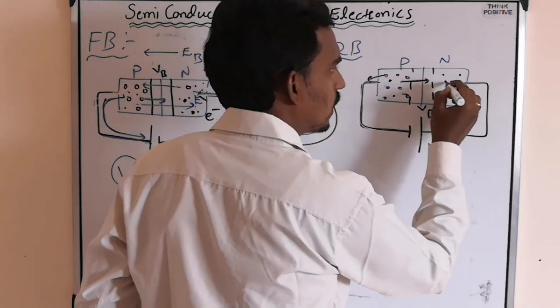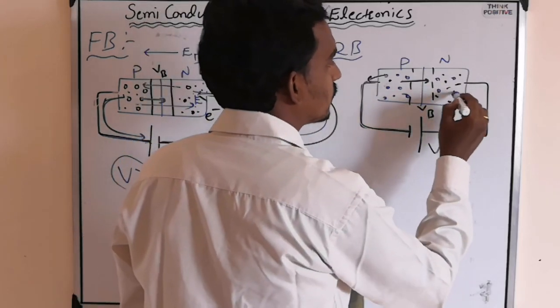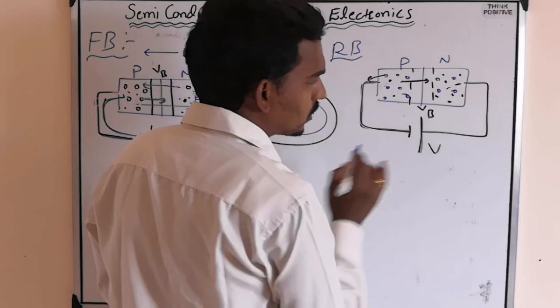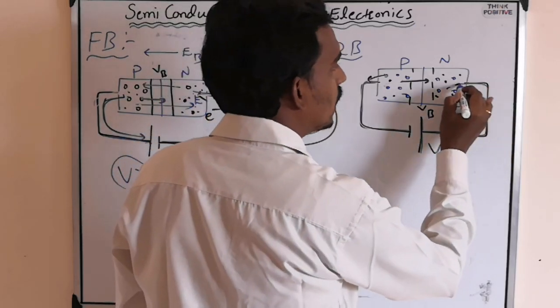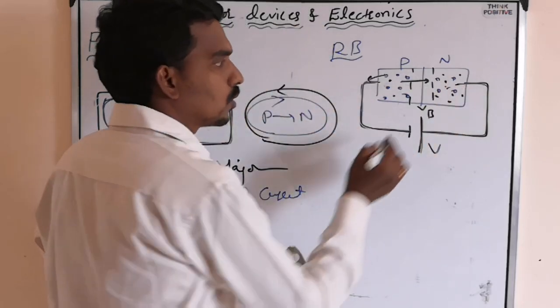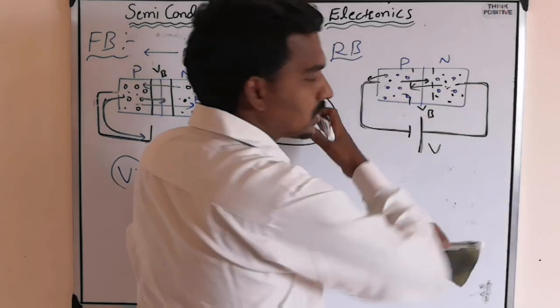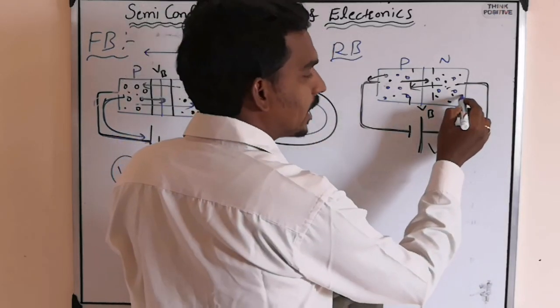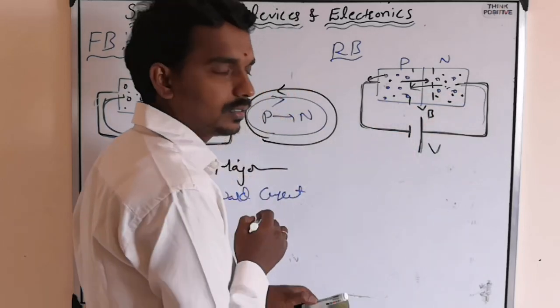Same way here also, more electrons will be there and a less number of holes. We connected it to the positive terminal. So the positive potential will repel the positive hole, so the hole will try to shift this side, I mean get pushed this side. But the electron is negatively charged, so it tries to get attracted.